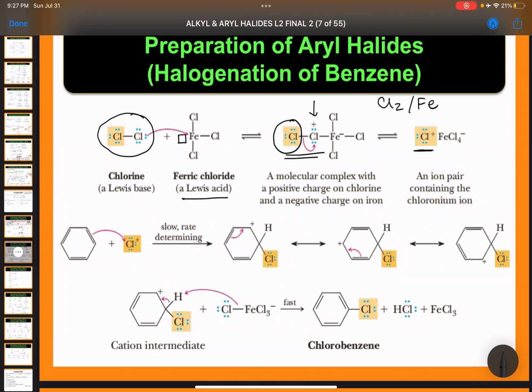Is it clear to all of you? Normally Cl plus is an intermediate, it is very unstable, you can't get it on its own. You need to take chlorine and a Lewis acid catalyst, then only Cl plus will be generated.